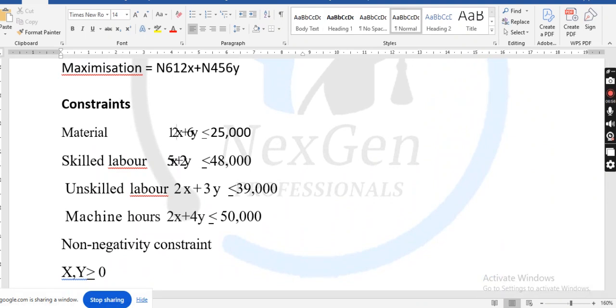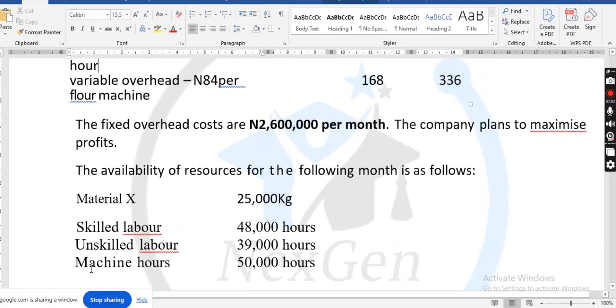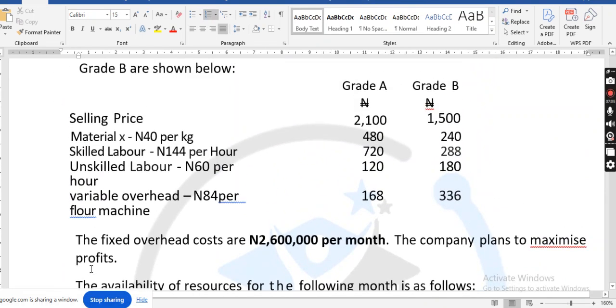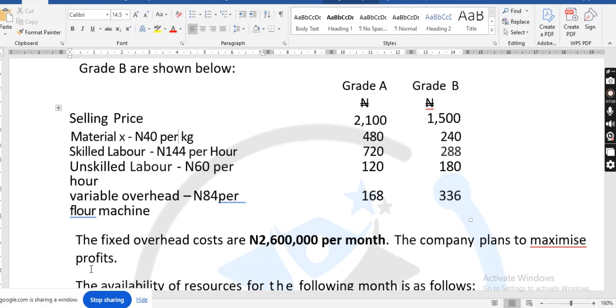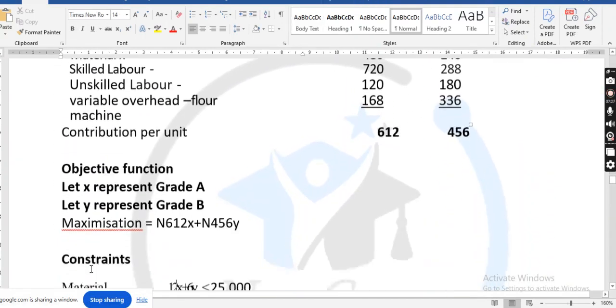Yes, sir. Okay. So 480 divided by 40. Yes, okay, it's 12. That's fine. Let's move on.